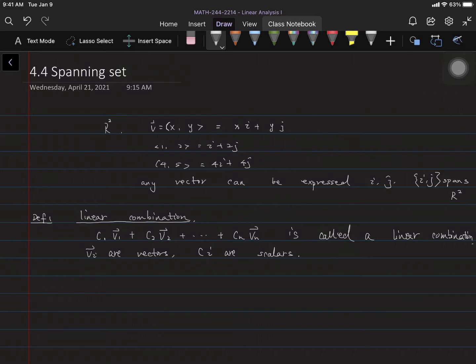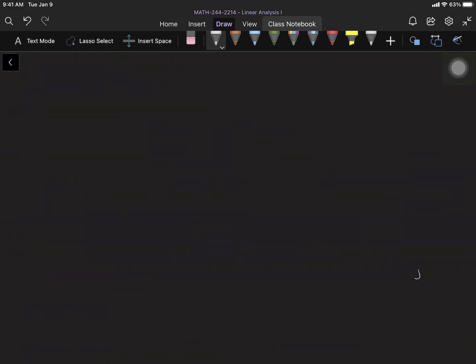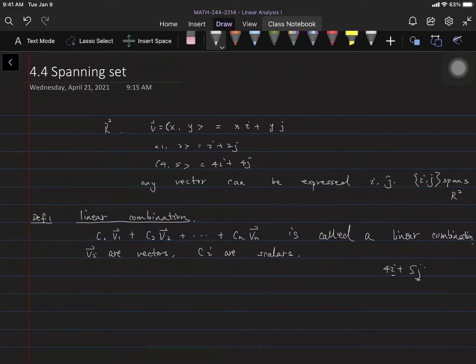Let's see. If we look at something like 4i plus 5j, this is a linear combination. i and j both are vectors, right? So it is a linear combination of i, j. Okay, here I made a mistake. This should be 5j. Now let's take a look at the second definition.